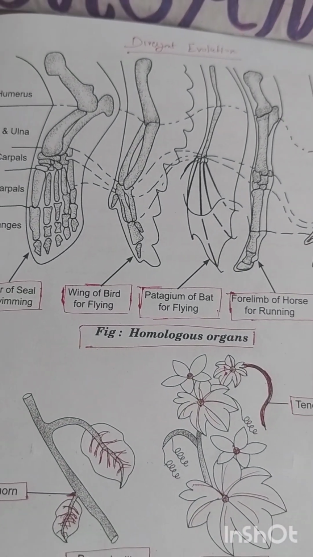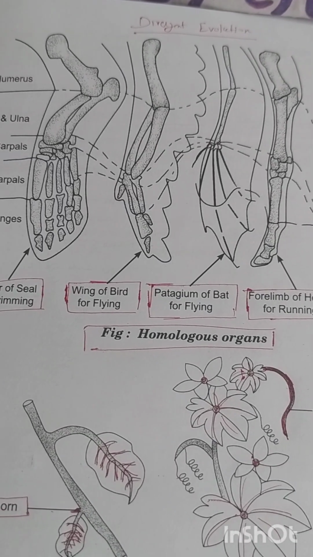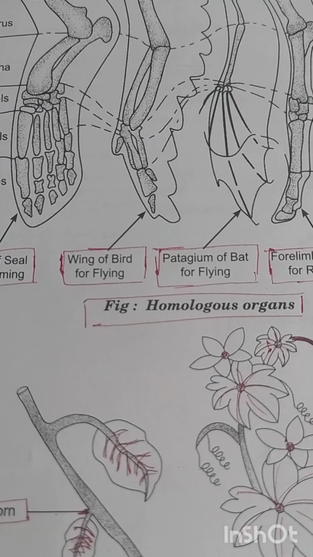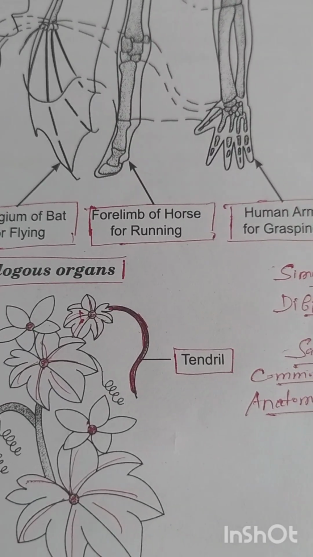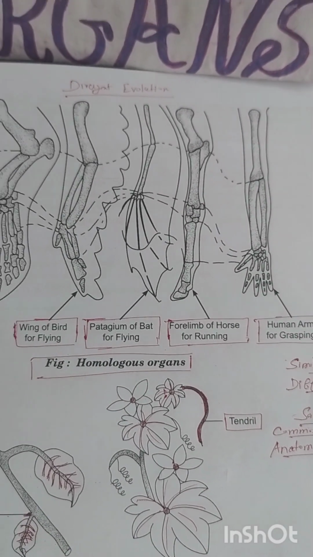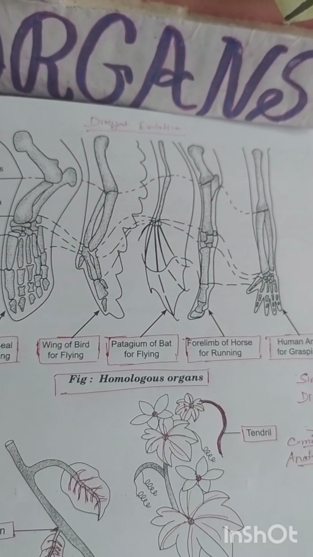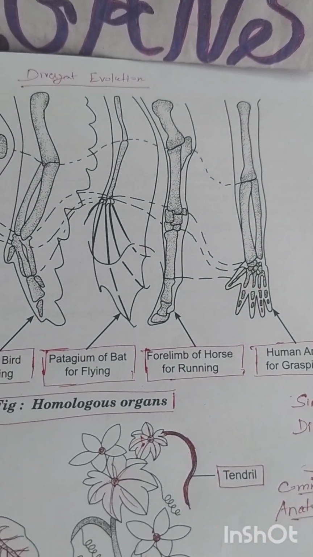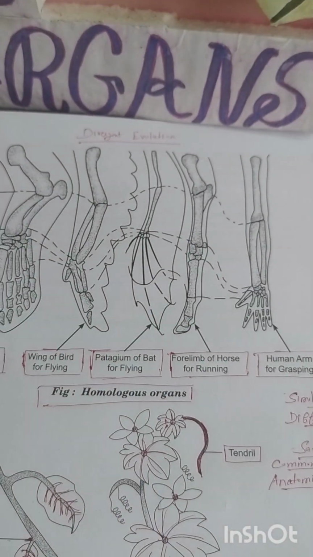In the same way, you can see an example in plants also. This is an example of bougainvillea. Here the leaf has been modified for a different function, and it is now a thorn. And in cucurbita, this is a modified leaf forming a tendril. So thorns are for protection, while leaves in cucurbita change into tendrils for support or to act as climbers. So these are also examples of homologous organs.